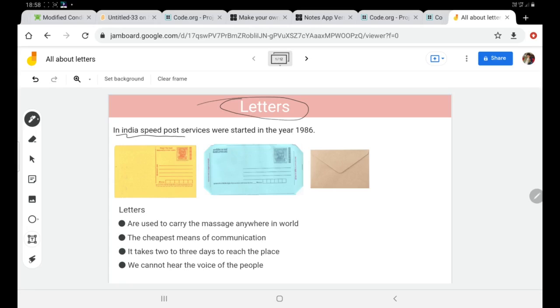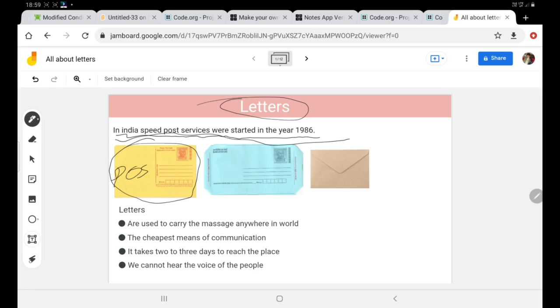So in India, speed post services were started in the year 1986. So you will be thinking, when were these India Post services started to deliver these things? It was started in the year 1986. It also used to deliver letters, for example, in this picture you can see, this is called a postcard.